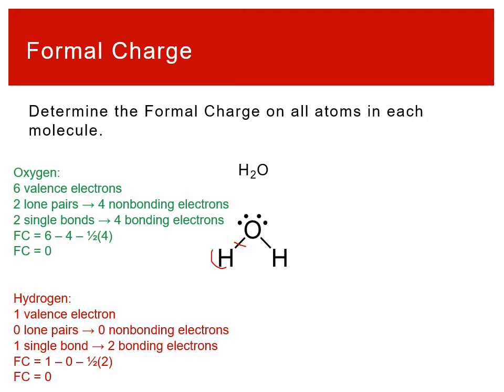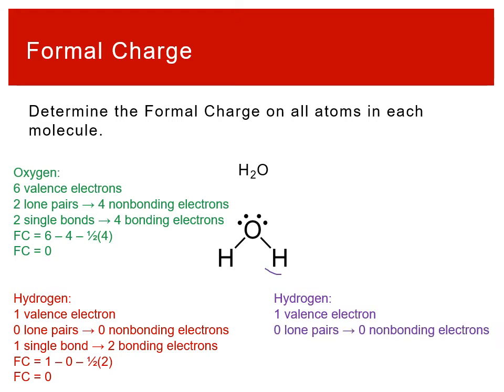which gives it a formal charge of 0. Hydrogen is almost always going to have a formal charge of 0 because it just forms 1 bond. There's never lone pairs around hydrogen atoms, so they just have a formal charge of 0. Hydrogen, again, my other side, I can take a look over there. Still one valence electron. I can see there are no lone pairs and the one single bond for 2 bonding electrons, and I get a formal charge again of 0.